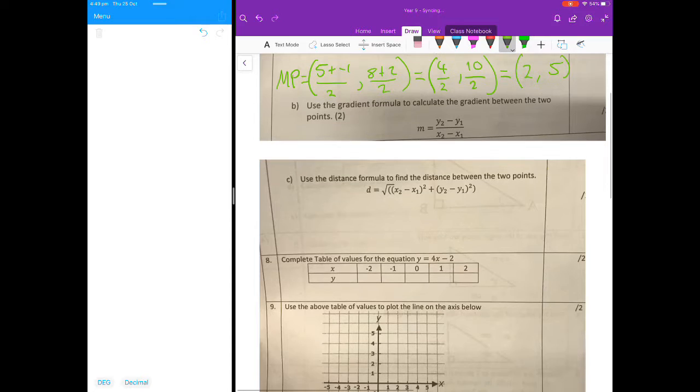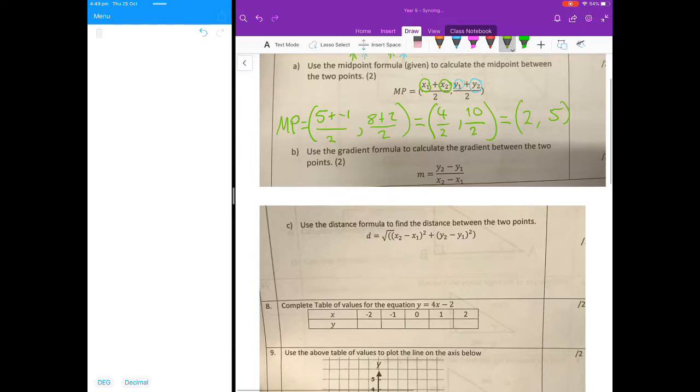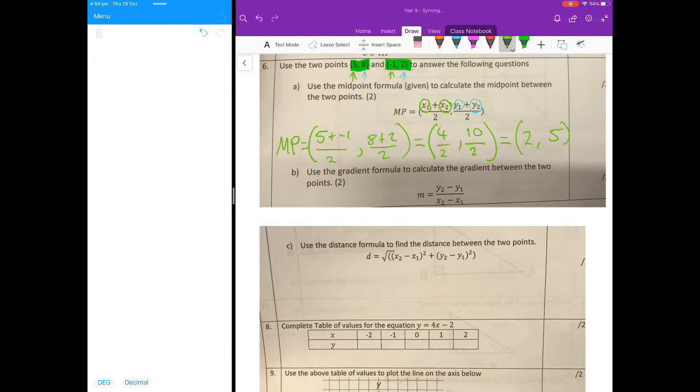Next one down, using the same points, we are going to calculate the gradient. So using those same numbers, subbing them into the other places. y2 was our 2, y1 was our 8. So we end up with 2 minus 8 at the top of our fraction. At the bottom, x2 was negative 1, x1 was 5. So we end up with negative 1 minus 5 at the bottom.